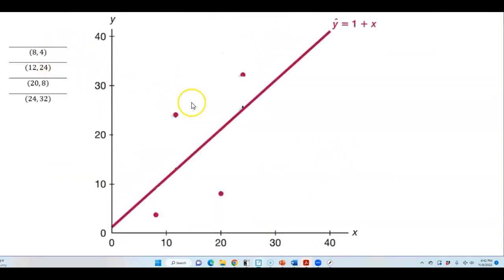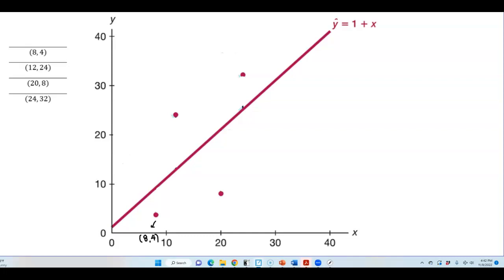So we have 8, 4. This point right here is going to represent 8, 4. Then we have 12, 24.